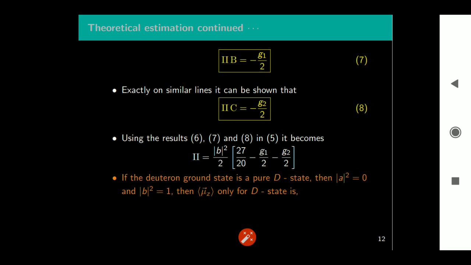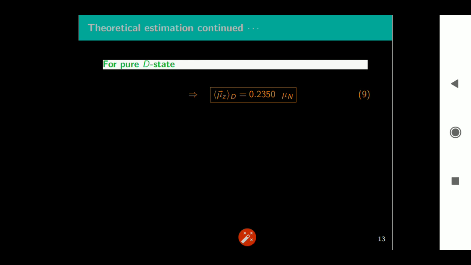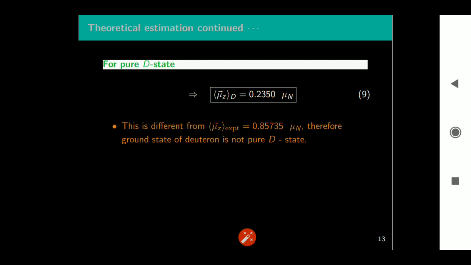Then the magnetic moment for only d state is written by this expression. So for a pure d state, the magnetic moment will become 0.2350 mu n. This I am denoting as equation 9. Again, this value is different from the experimentally measured value, which is 0.85735 mu n. This implies the ground state of deuteron is not a pure d state. Also, we can assume from these studies that the magnetic moment of deuteron is an admixture of S and D state.